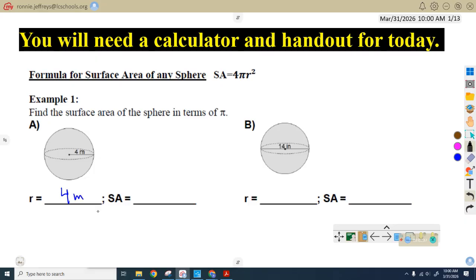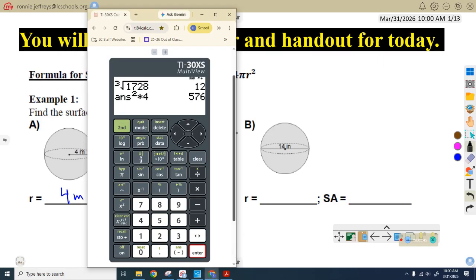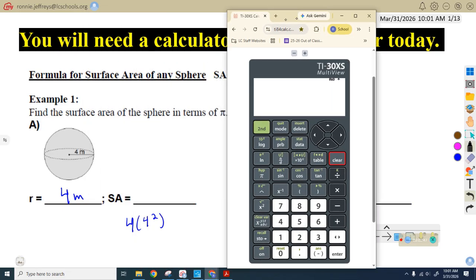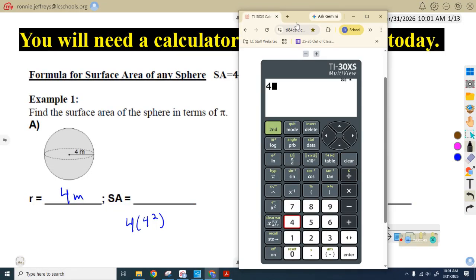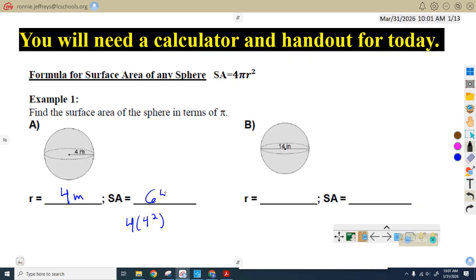Our radius is 4 meters. So we would actually say 4 squared. That's actually what we're putting in the calculator. Now, some people will figure out that you do 4 cubed, but we're just, all right, so this would be 64 pi meters squared. Remember, area is squared, volume is cubed.